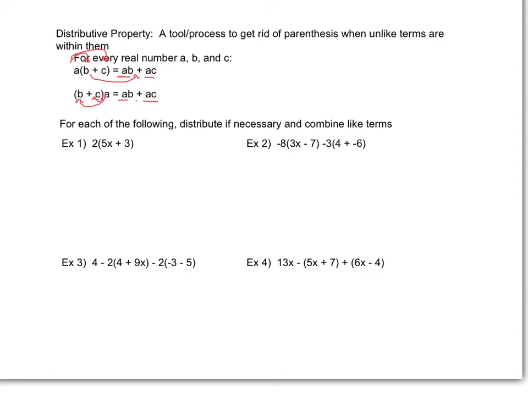Looking at 4 examples here, we're going to distribute if necessary and combine like terms. So in example 1, the first thing I ask myself is, using order of operations and looking at the parentheses, can 5x and 3 be combined? And I say no, so I have to distribute my 2 in, giving me 10x plus 6. Since 10x and 6 are not like terms, that's my final answer.